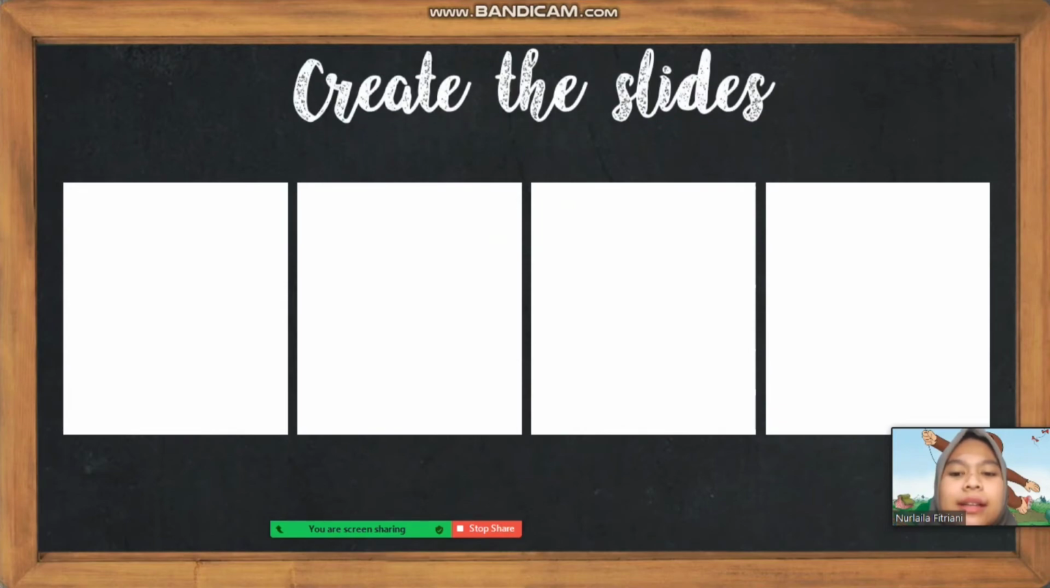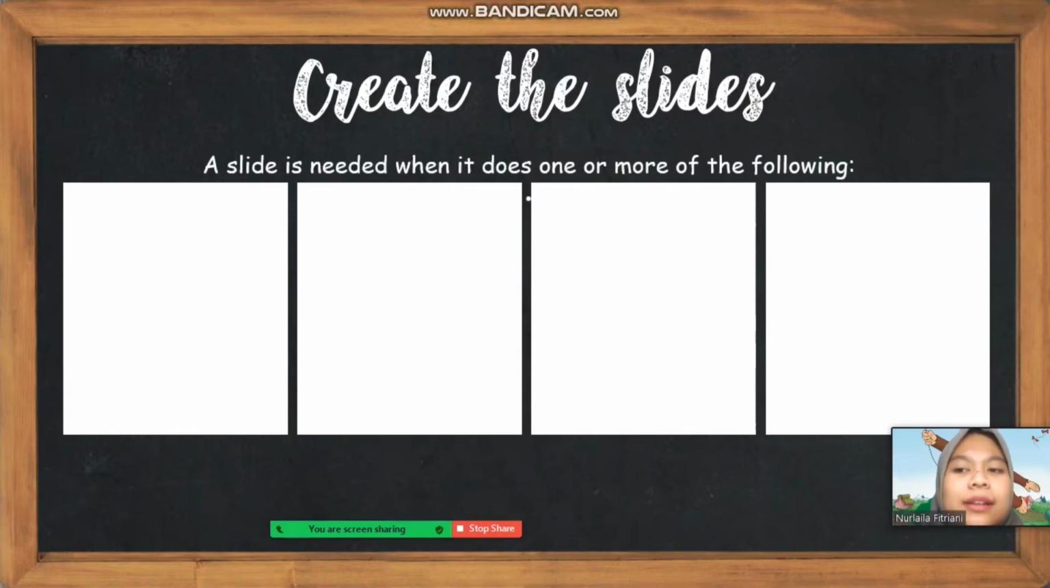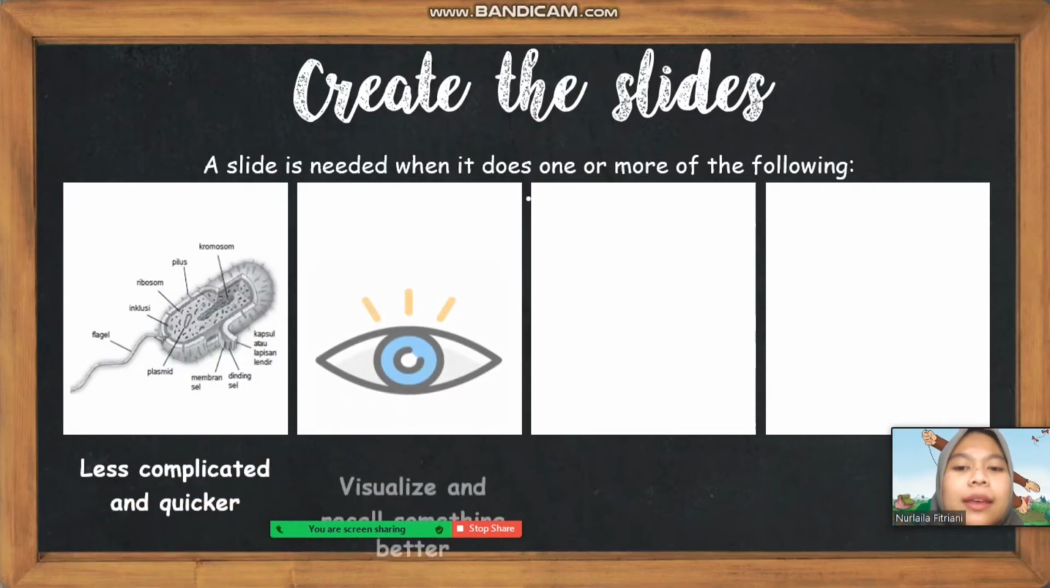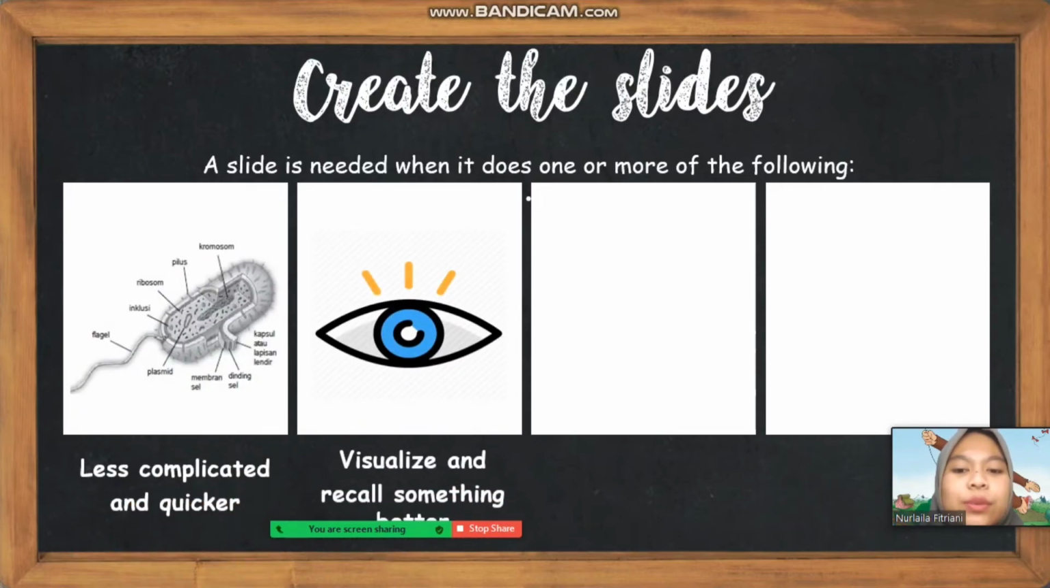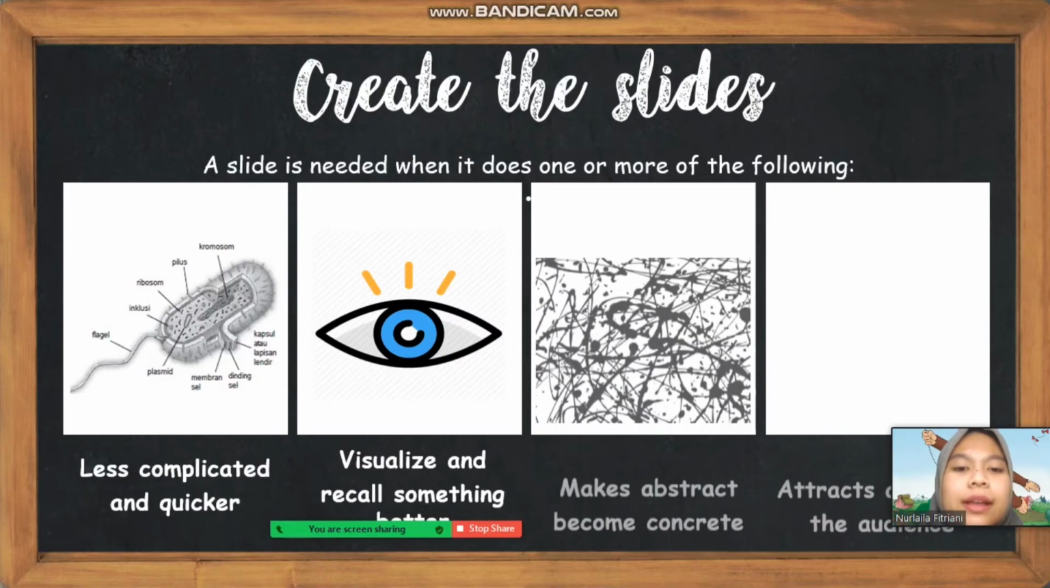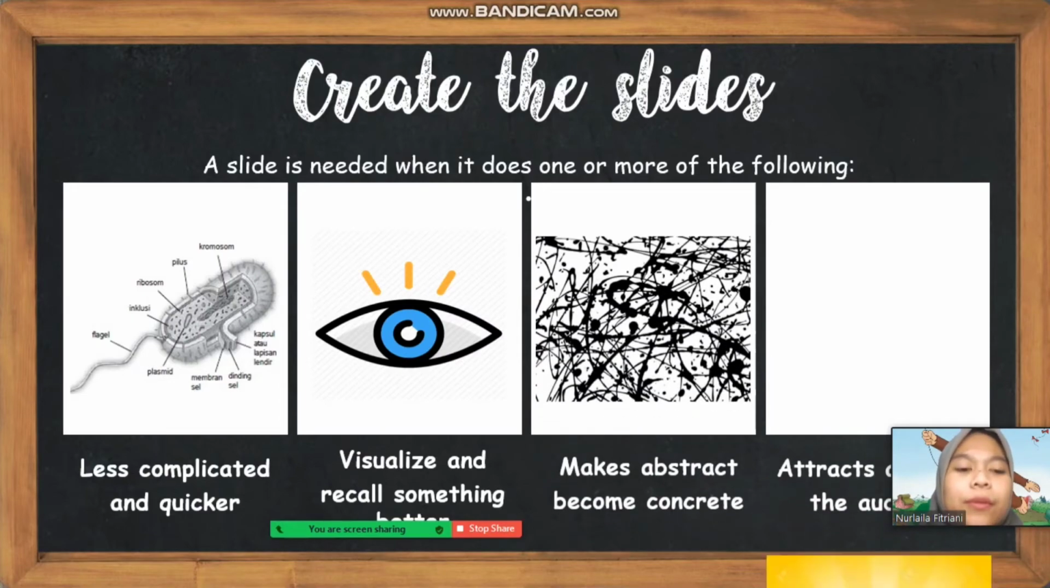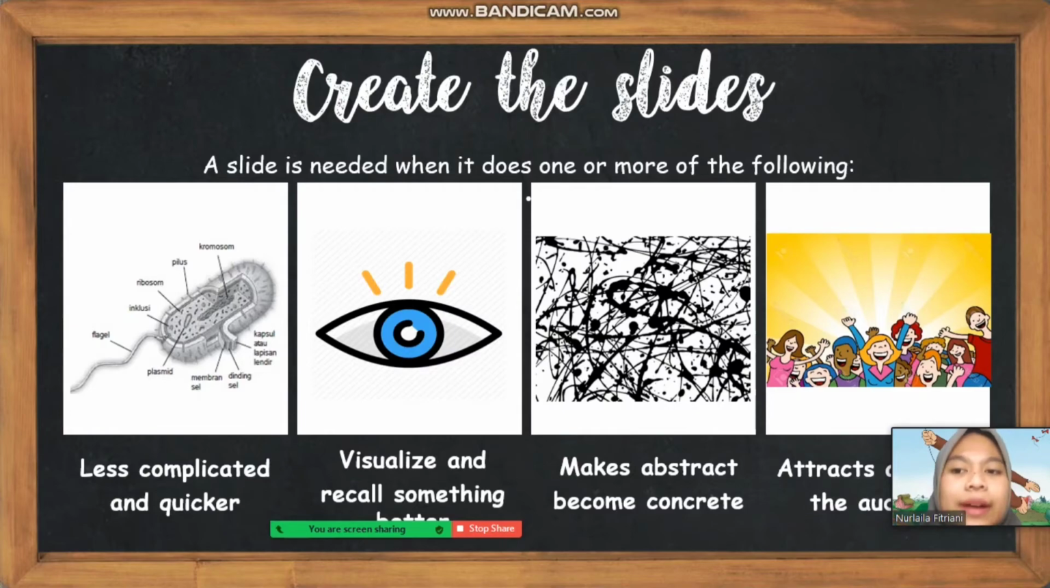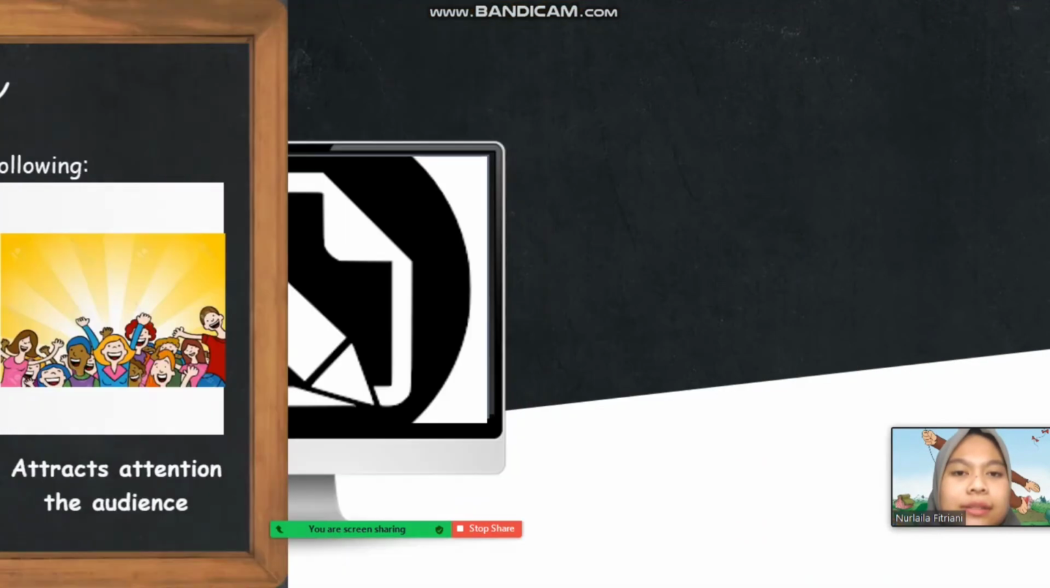Okay, the 8th stage in preparing your slide is create the slide. After you make your script for the presentation, the next thing to do is create the slide. There are several things that you should remember in creating the slide. The first is it is less complicated and quicker. And then try to visualize and recall something better, and then make abstract ideas become concrete, and then attract the attention of the audience.